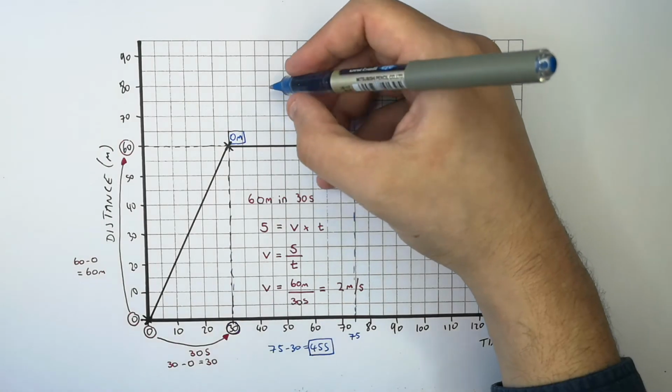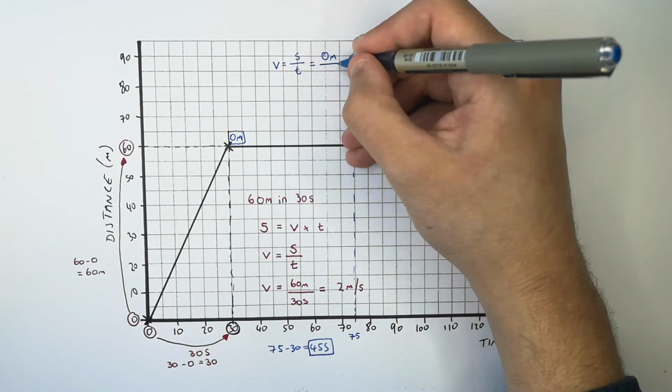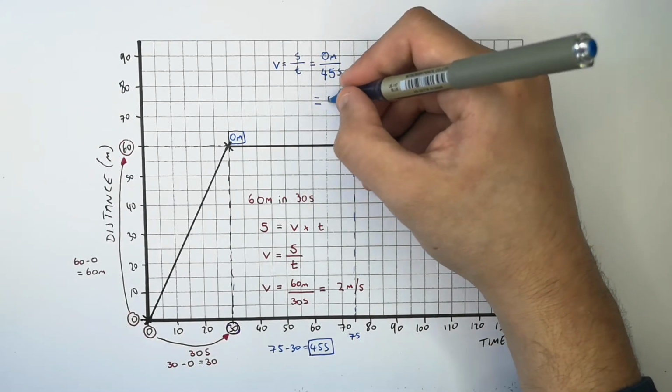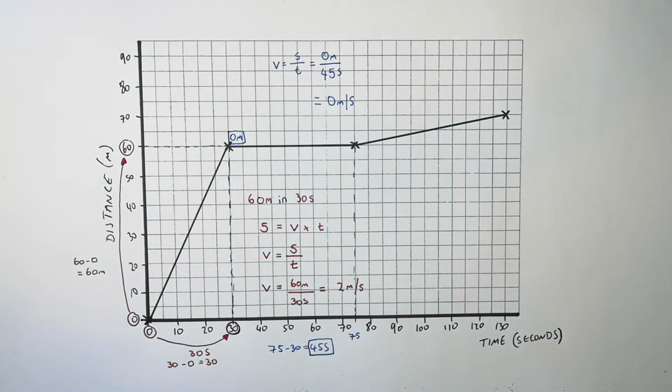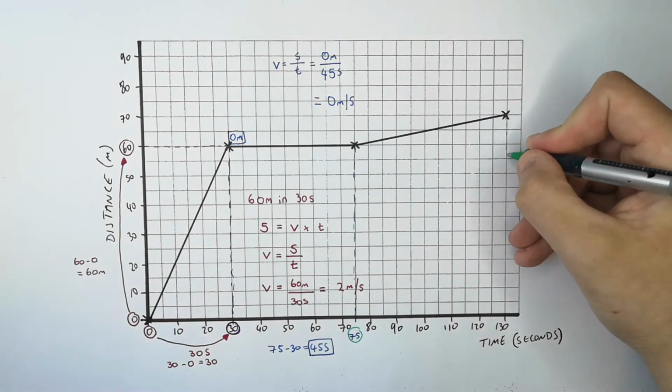So recall the equation, v equals s over t, and it's 0 meters divided by 45 seconds. That gives you an average speed of 0 meters per second. The object was stationary. For this part of the graph, you're going to work out the gradient to work out the speed of the car.